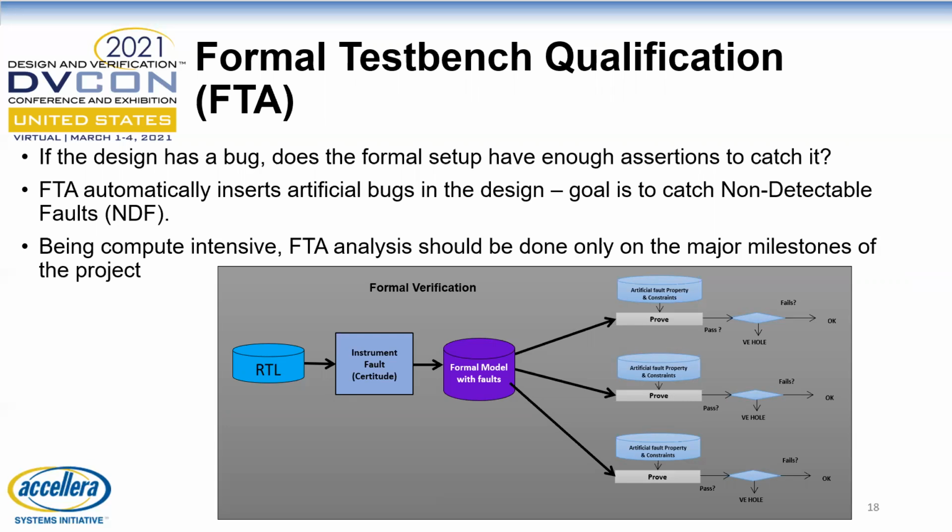So the formal test bench analyzer, or the FTA app, automatically inserts artificial bugs in the design and expects that at least one of your properties should fail. If for a given inserted bug, none of the properties fail, then that inserted bug is called a non-detectable fault or NDF. The goal of running FTA is to catch all the NDFs and update your formal setup so that there are no NDFs. There may be some exclusion cases, but apart from that, in an ideal world there should be zero non-detectable faults.